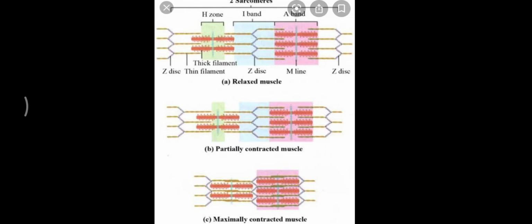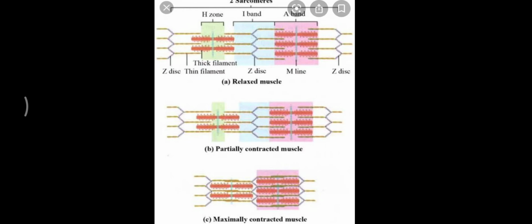You can see here in the figure there are two muscle cells, and you can clearly see the Z lines. The particular area between two Z lines is known as the sarcomere. Here you can see there are three Z lines shown. That means two muscle cells, or two sarcomeres, are there.